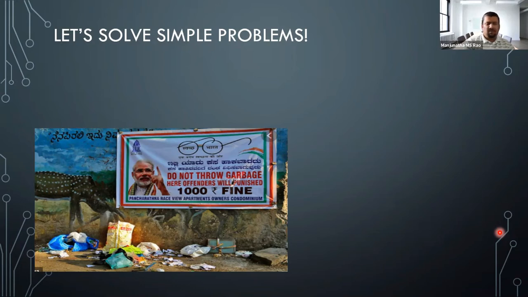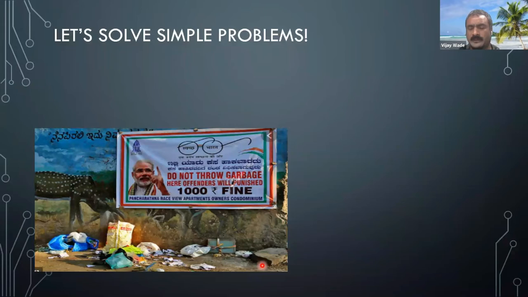So how do you solve this problem? What do you think we would have done? Or what could be an option to solve these problems? Garbage chute, maybe. Okay. What else?